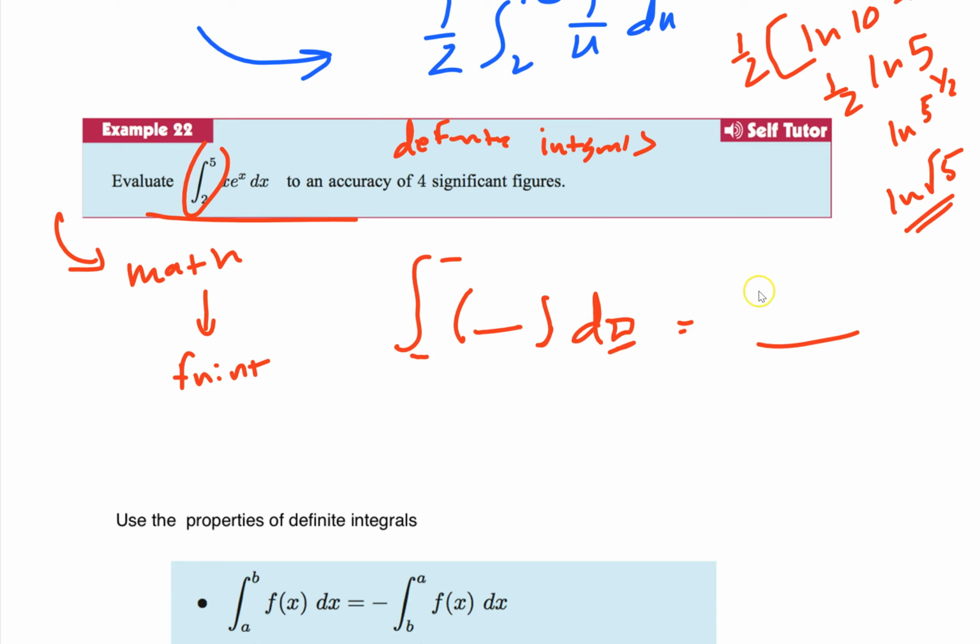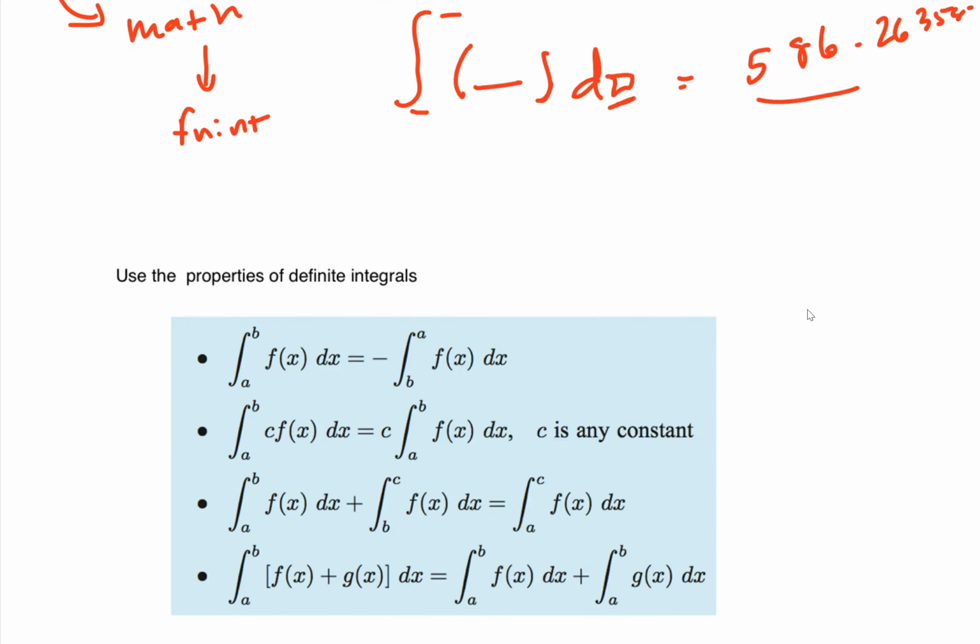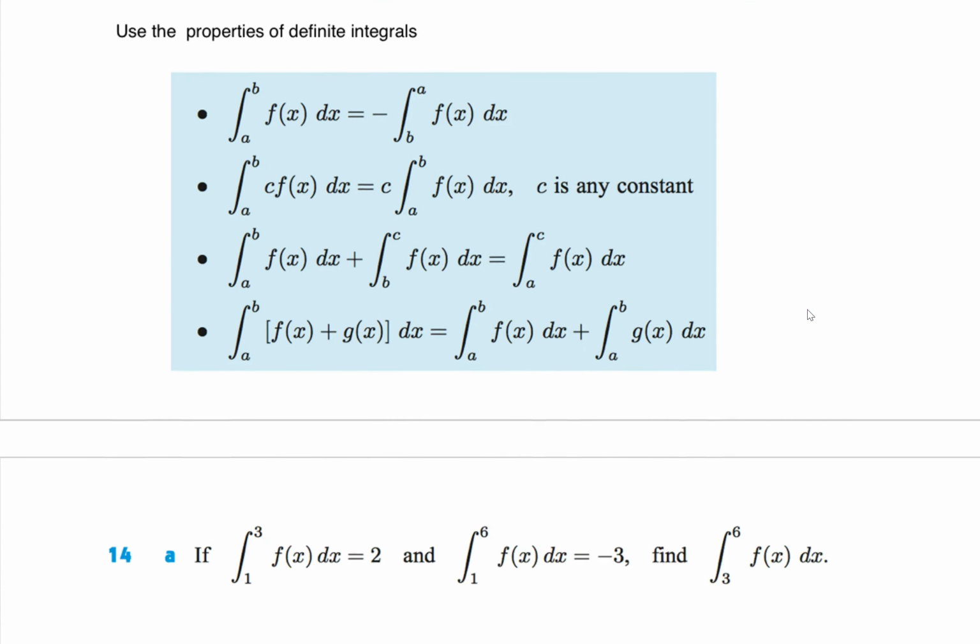But if you want to try it, when I did it on my calculator, I got 586.2635805. So I got around there. So you could check and go over in class. Okay, last big idea for what we're doing today. How do you do different integrals?